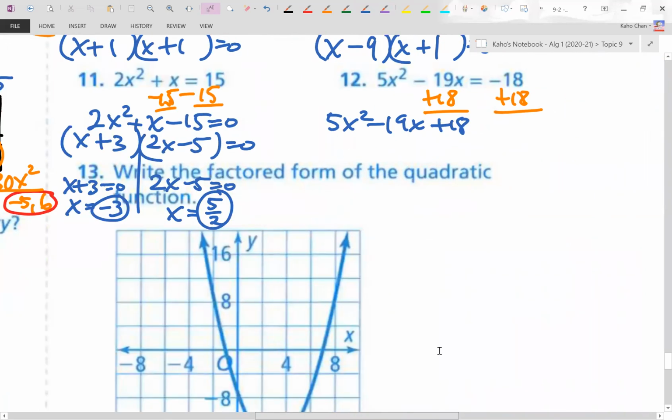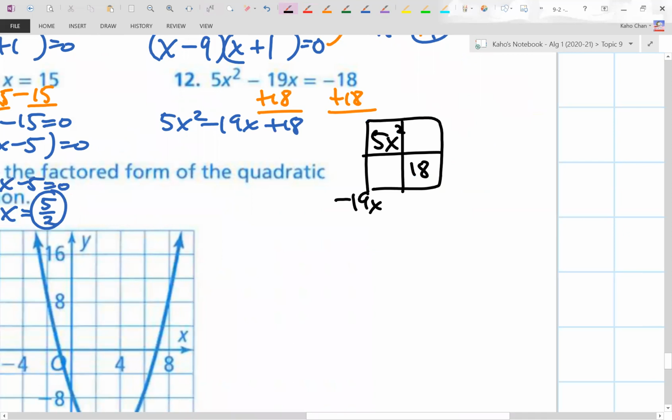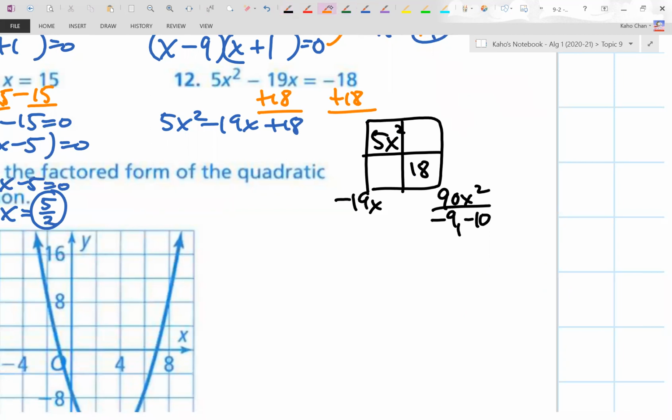Number 12, last one. Woohoo! This one's going to require a box. Definitely, I can't do that in my head. First term, first box. Last term, last box. Middle term, lower left-hand corner. Holy cow, I hope we can do this. 5 times 18 is 90x squared. Oh, wait a second. Interesting. What times what equals positive, and when added together would be negative? -9, -10. What? Did I just do it? I think I did. There it is.